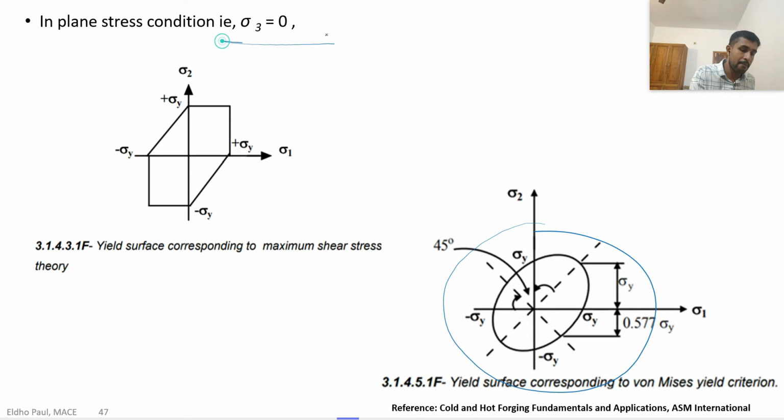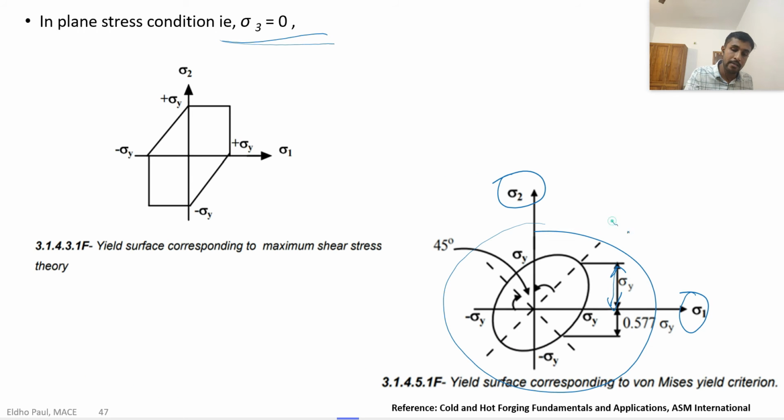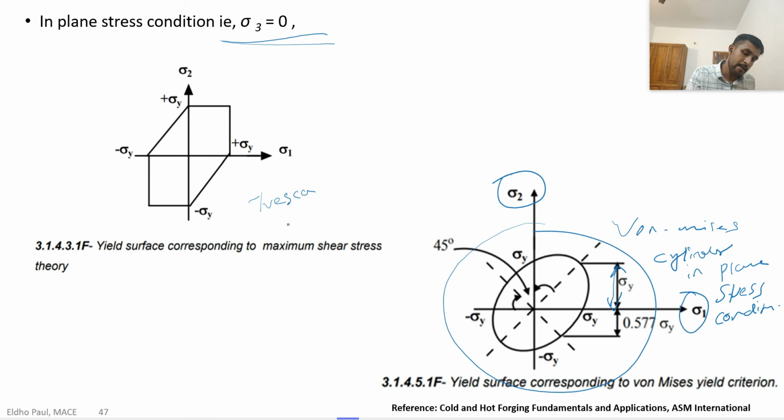If we consider the plane stress condition, that means sigma 3 is equal to 0, there is only sigma 1 and sigma 2. Then the cylinder is converted to an ellipse, and in that ellipse, this is the sigma y, that is the yield strength corresponding to the uniaxial tension or compression test. This is for the Von Mises cylinder in plane stress condition, and this is for Tresca's criteria in plane stress condition.